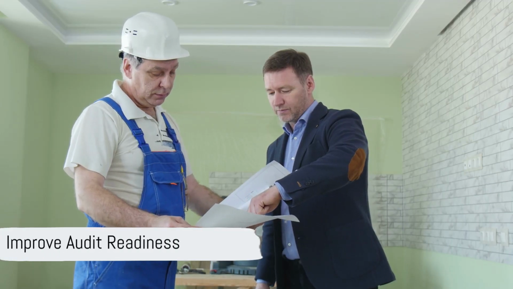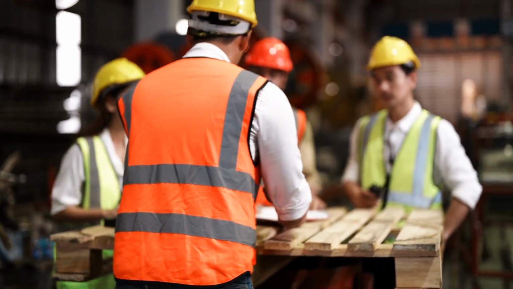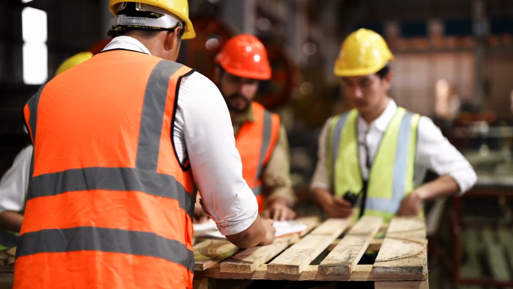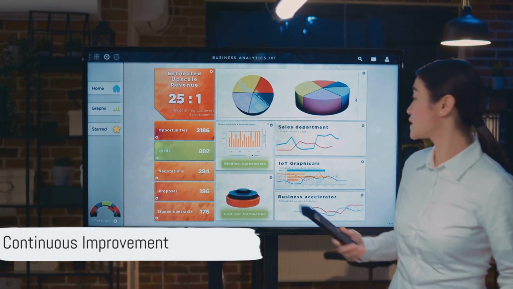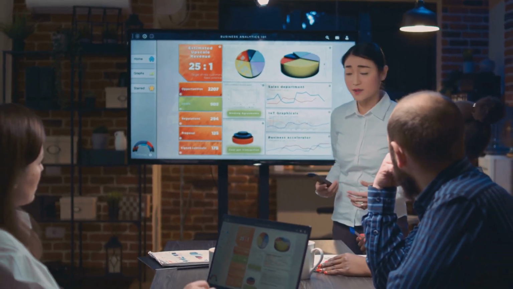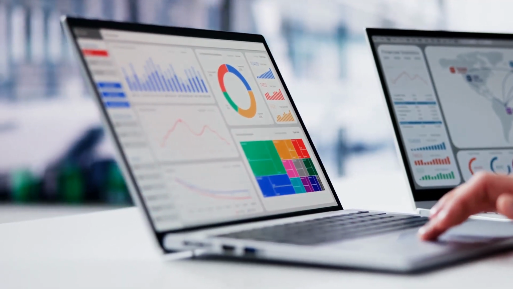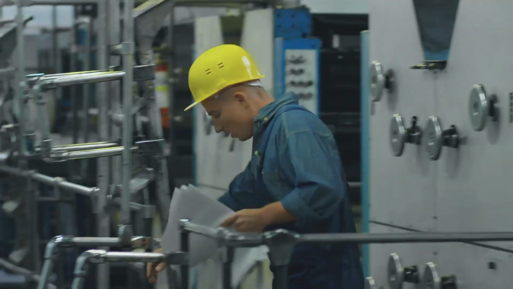Third, they improve audit readiness and compliance. Whether you're meeting ISO 9001, AS 9100, or another set of requirements, having well-documented control plans demonstrates your commitment to process control and risk mitigation. And finally, they support continuous improvement. By tracking trends in controlled variables and linking to your CAPA system, you can make informed improvements over time.